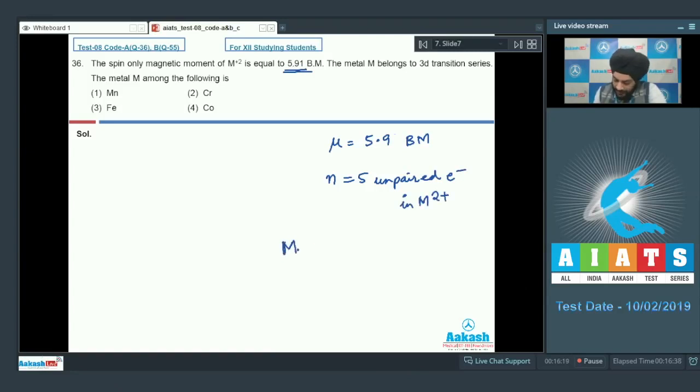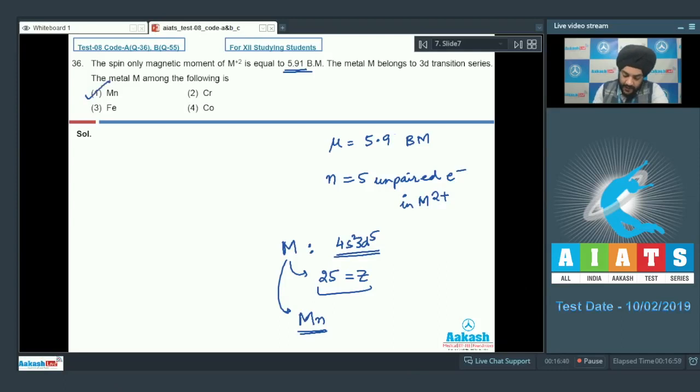So the metal M should have a 4s2 3d5 configuration. It means that the metal M should have a total of 25 electrons present. So the Z value is equal to 25 and the metal M is manganese. Students, for this question we have to select option 1 as the correct answer. Let us look at the next question.